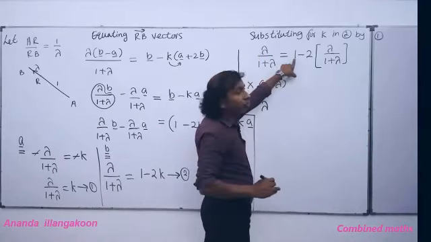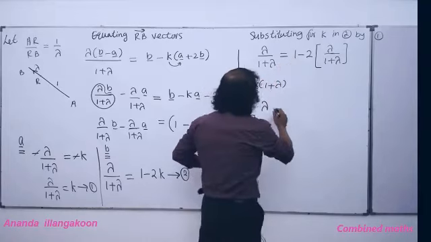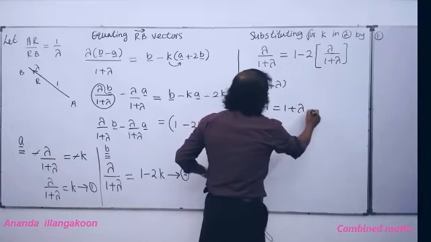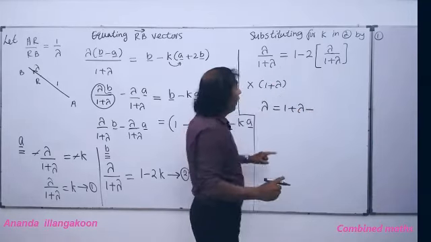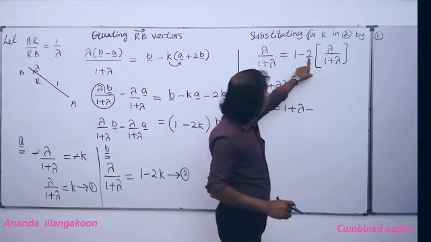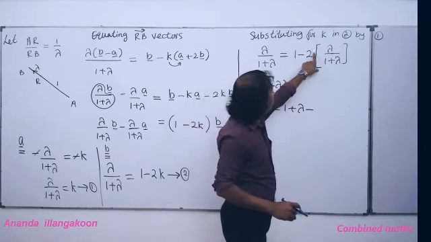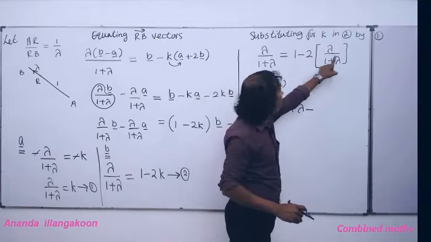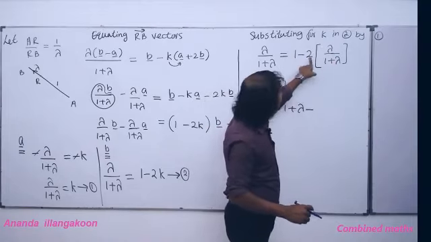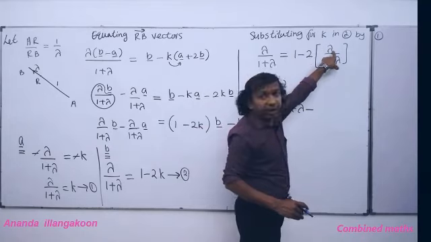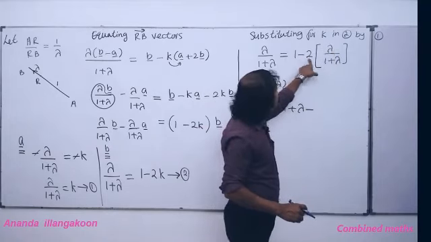And when you multiply this 1 by this 1 plus lambda, this is 1 plus lambda. When I write this 1 plus lambda just after this 2, here we get 1 plus lambda, that 1 plus lambda, and this will cancel off. And now here we have 2, and here we have lambda minus 2 lambda we get.